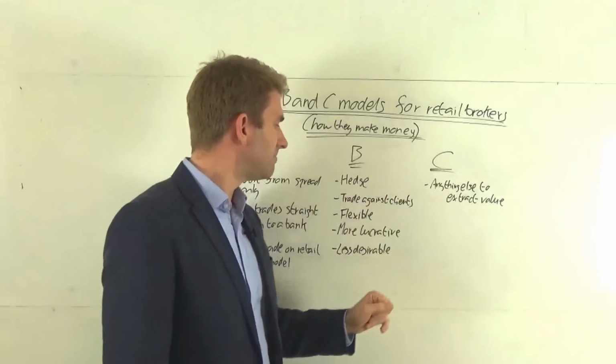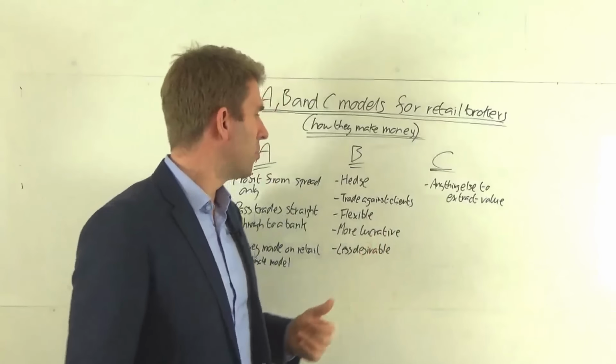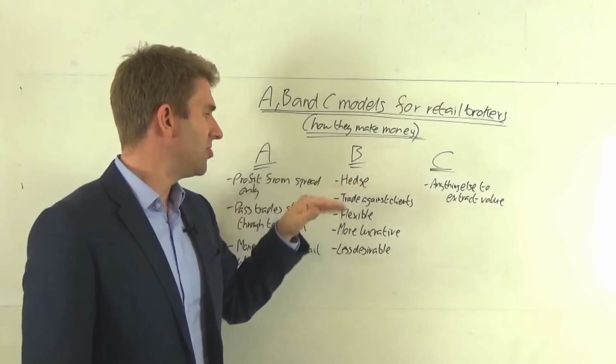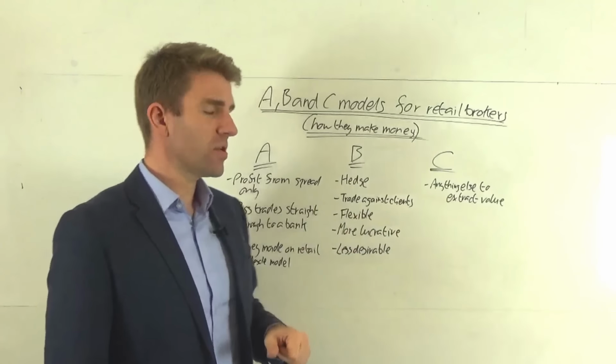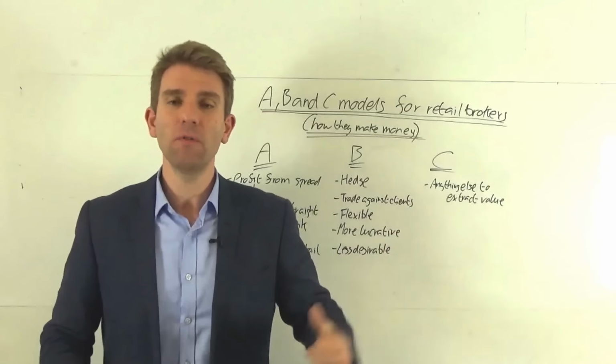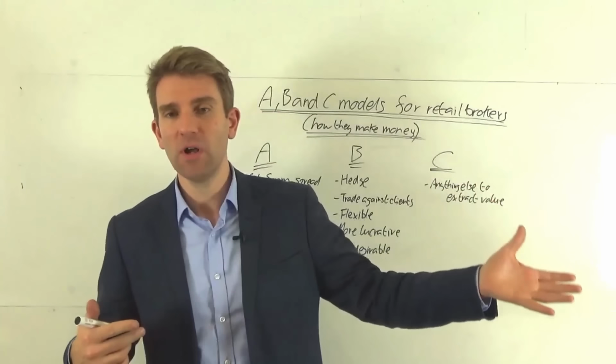Now model B is slightly different, and we've talked about this one a little bit more in other videos. It is the hedge model, and we're trading against clients. So because there's lots of flow of clients, you've got someone going long FTSE, someone going short FTSE, someone going long euro, short euro, US dollar.